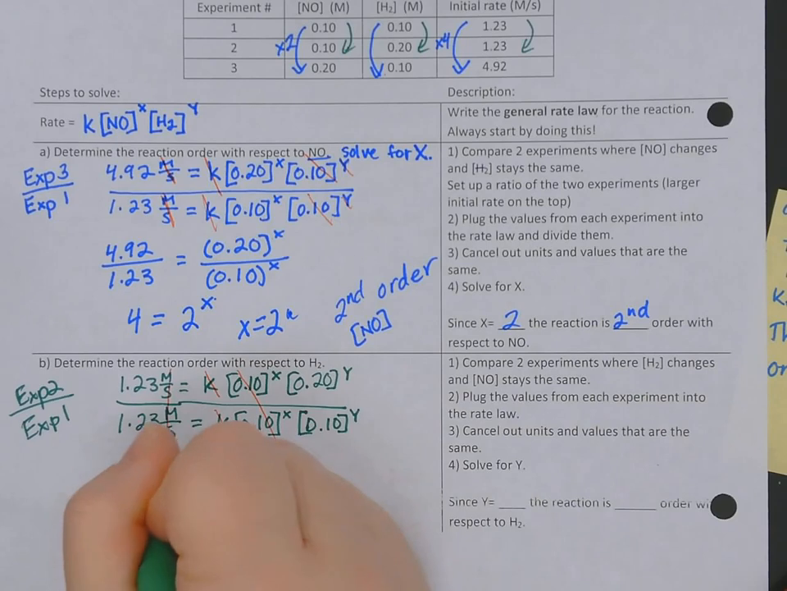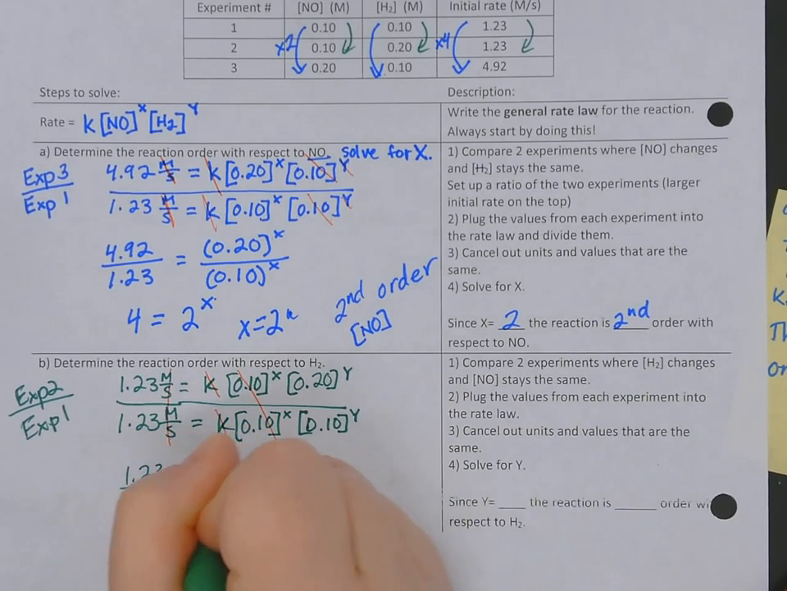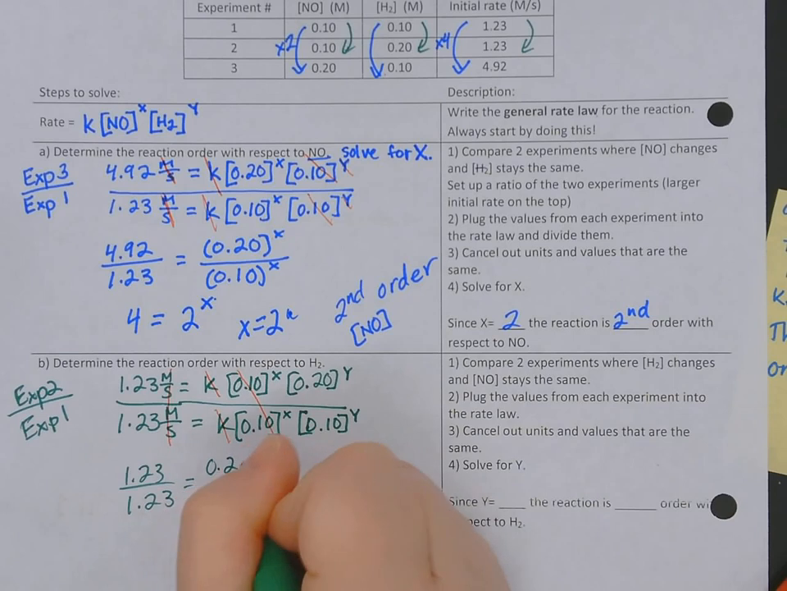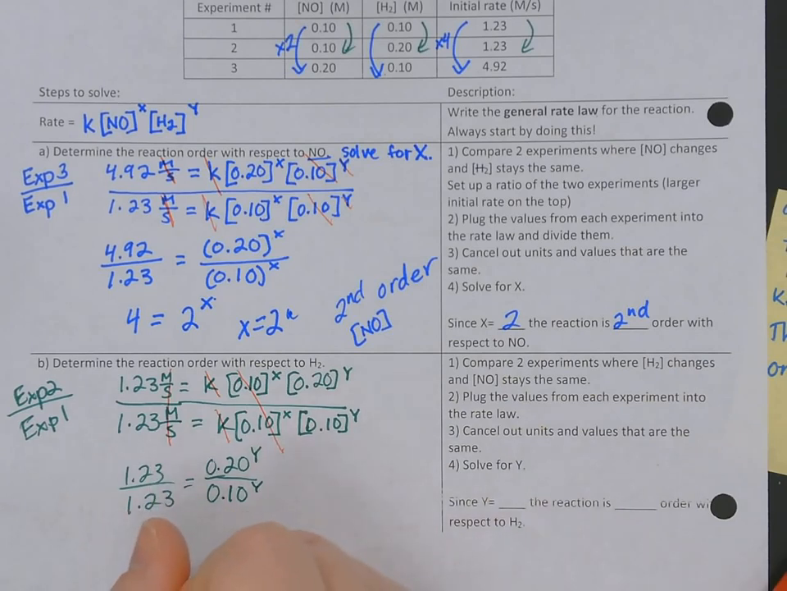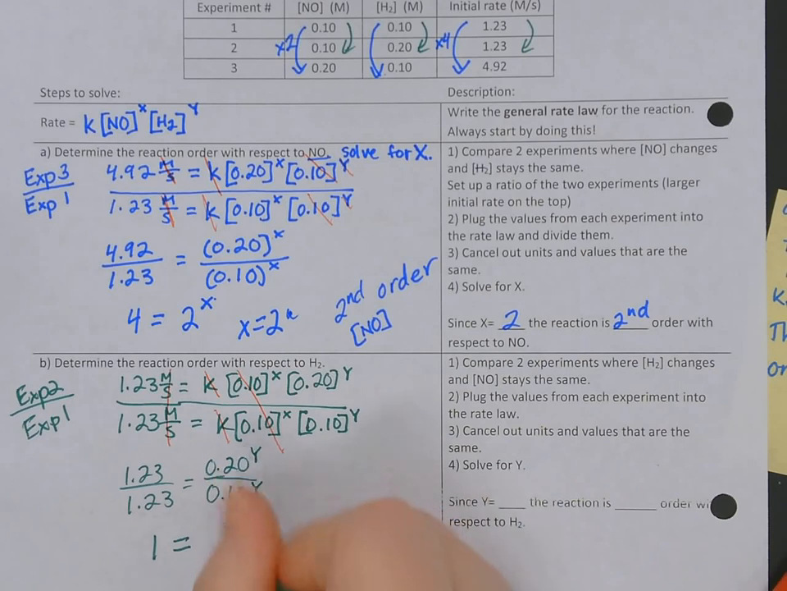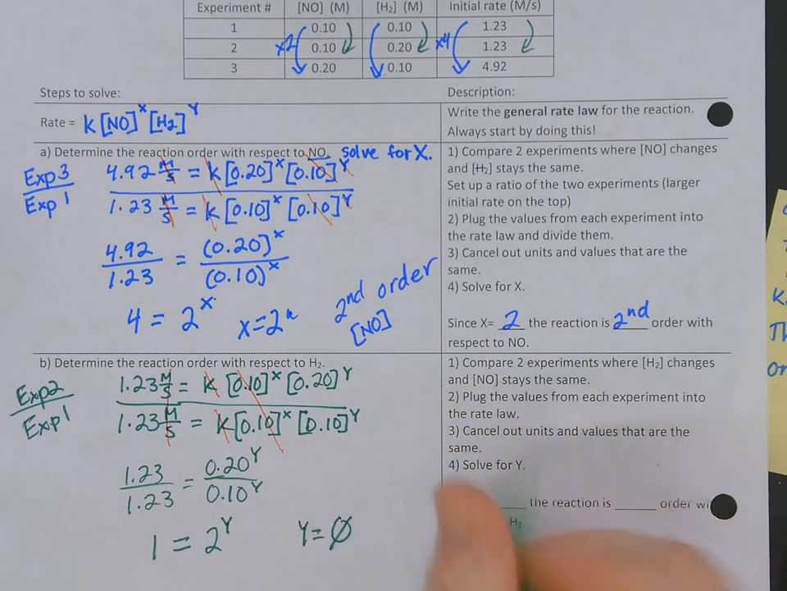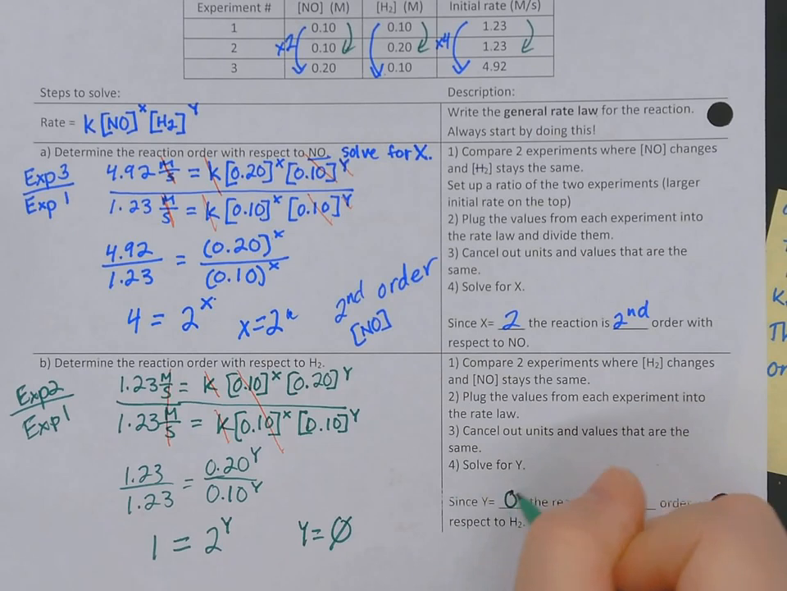So we're down to 1.23 over 1.23 equaling 0.2 to the Y over 0.1 to the Y. And we can simplify. 1.23 over 1.23 is 1, equals, this reduces to 2 to the Y. So 2 to the what power gives us 1? Anything to the 0 power gives us 1. So y equals 0, so it's 0 order. Since y equals 0, the reaction is 0 order with respect to hydrogen.